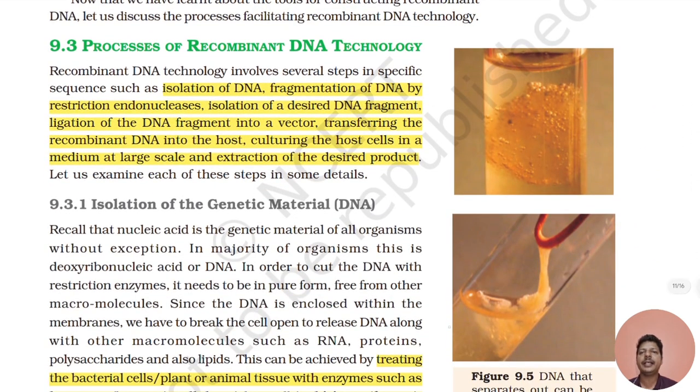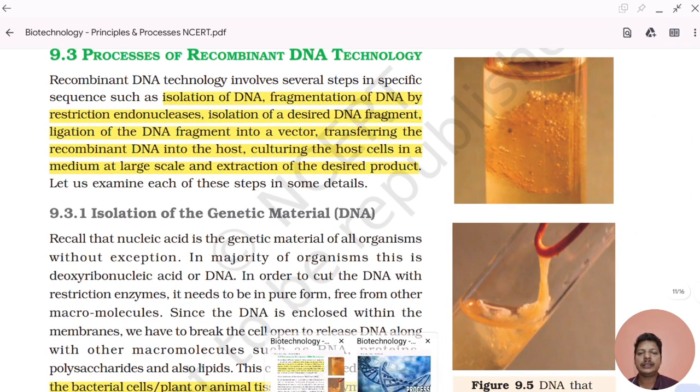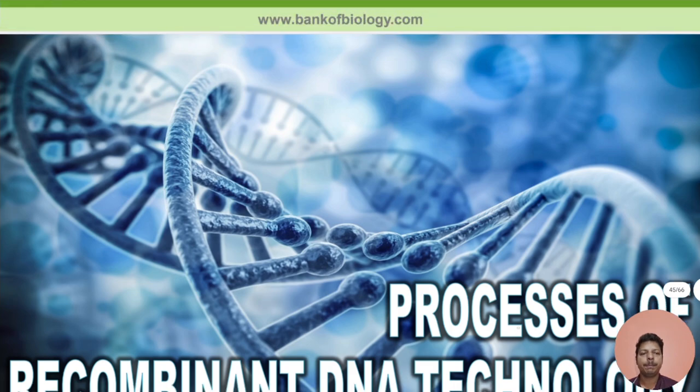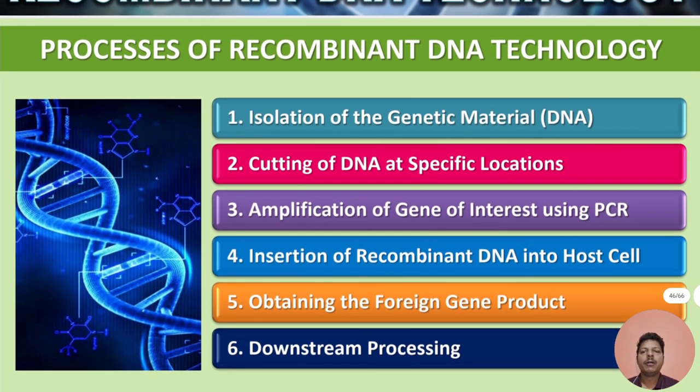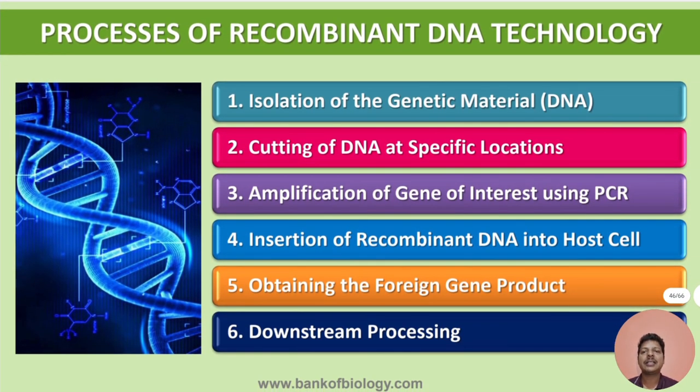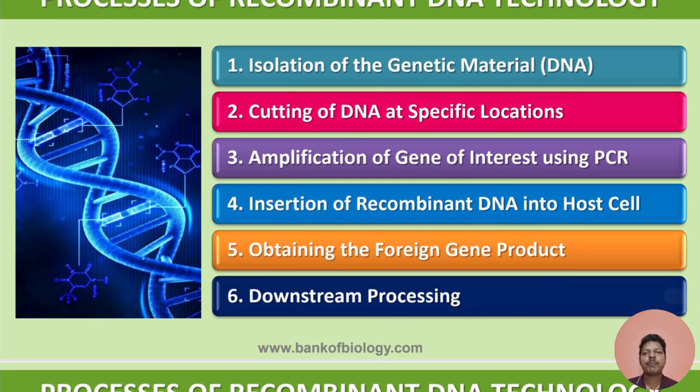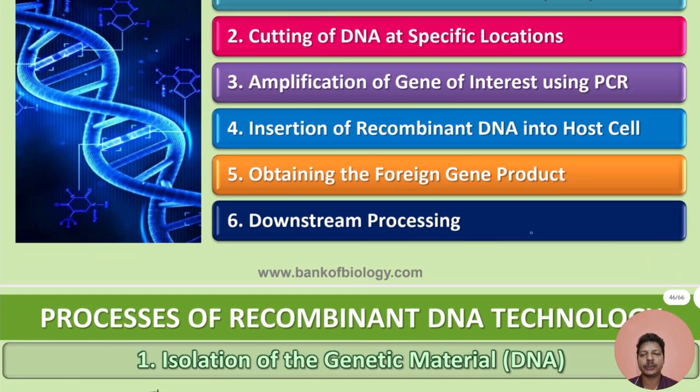Next, process of recombinant DNA technology. Let's see the PDF here. These are the steps. First is isolation of the genetic material, DNA. Second, cutting of DNA at specific locations. Third, amplification of the gene of interest using PCR. Fourth, insertion of recombinant DNA into the host cell. Fifth, obtaining the foreign gene product. And sixth is the downstream processing.